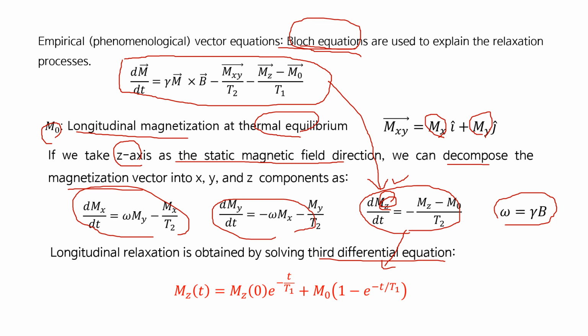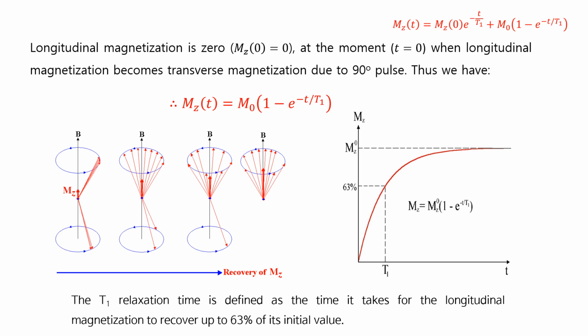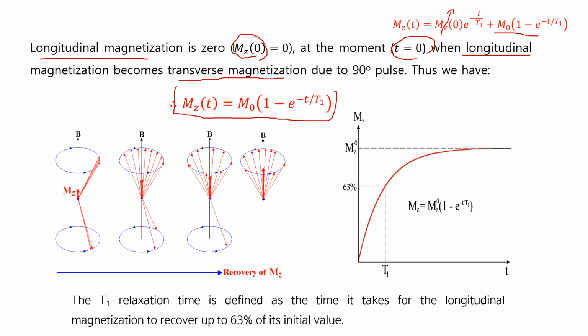The solution of this differential equation is easily obtained like this. Here, longitudinal magnetization is 0 at t equals 0. So at this moment, the longitudinal magnetization becomes transverse magnetization at t equals 0. So Mz becomes 0. So this term can be removed, and we have the Z component of magnetization changing as a function of time by this equation.